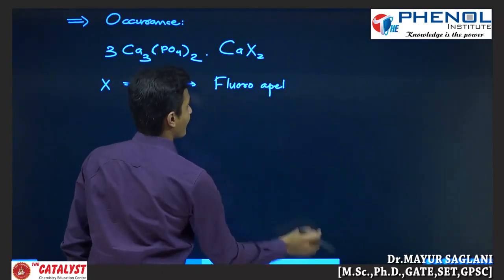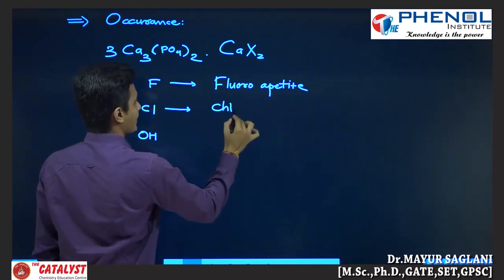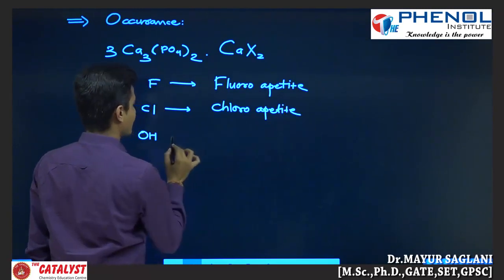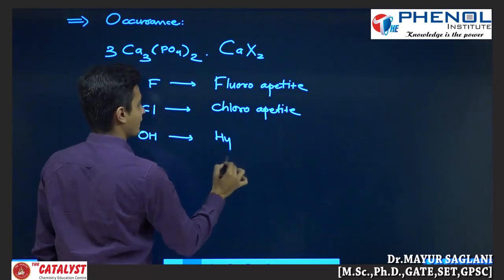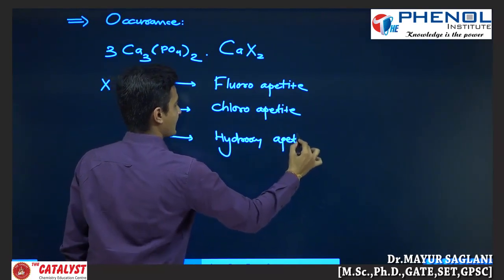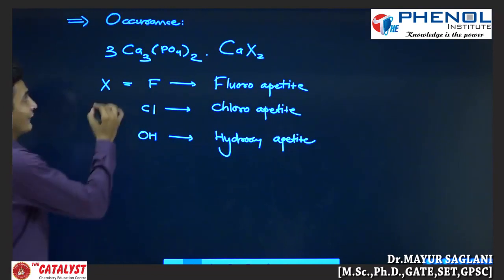Okay, next, if you write for the chlorine, then it will be chloroapatite, and if you write for the hydroxy, then it would be hydroxyapatite. Okay, so these are the general minerals that you can write for phosphorus.